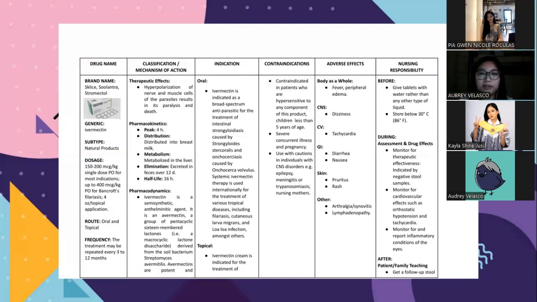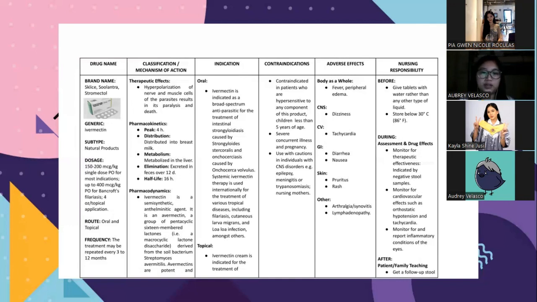Therapeutic effects: hyperpolarization of the nerve and muscle cells of the parasites results in its paralysis and death. And pharmacokinetics, the peak nito is 4 hours. Distribution is through breast milk, metabolism is in the liver, elimination is excreted in feces over 12 days, and then half-life is 16 hours.